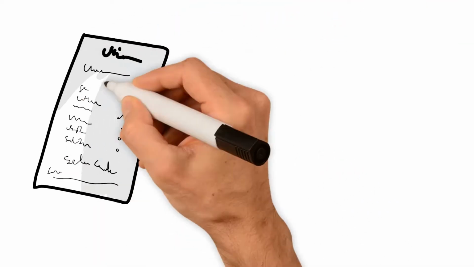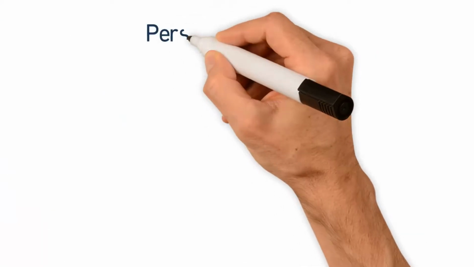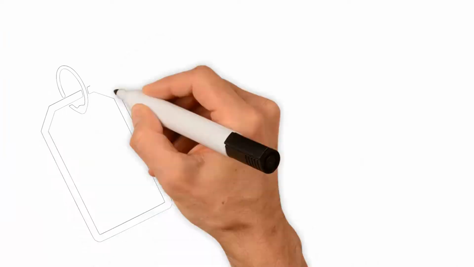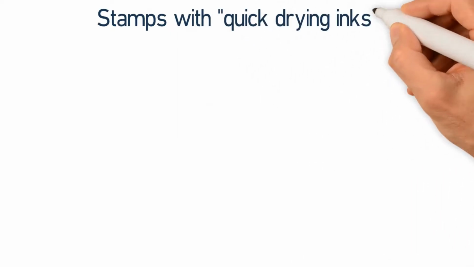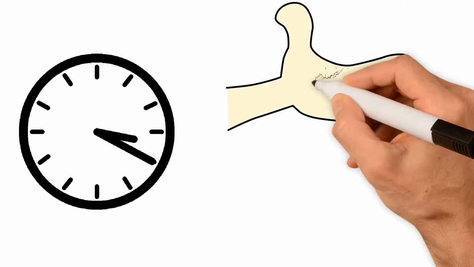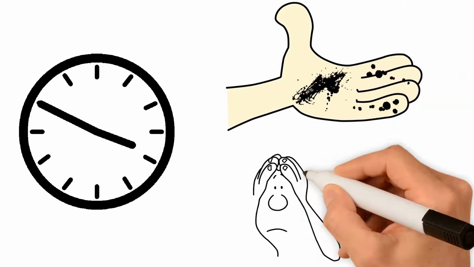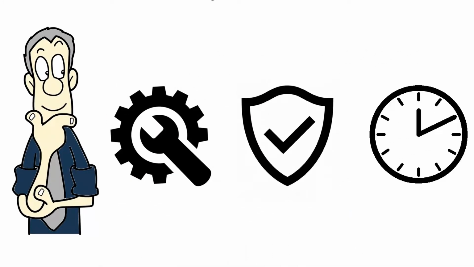Permanent markers? The handwriting was difficult to read, and at the end of a long day, workers started writing the wrong numbers. Personalized labels? They were complex to distribute, peeling off was a hassle, and they were quite costly. Stamps with quick-drying inks? They took ages to dry. Workers got ink all over their fingers, and the ink dried within the stamps very quickly. Not a very practical solution. Jim needed something that was simple, but reliable, safe to use, and efficient.